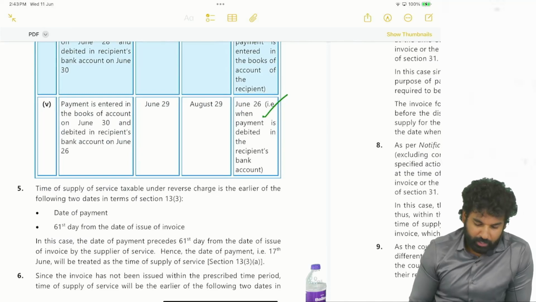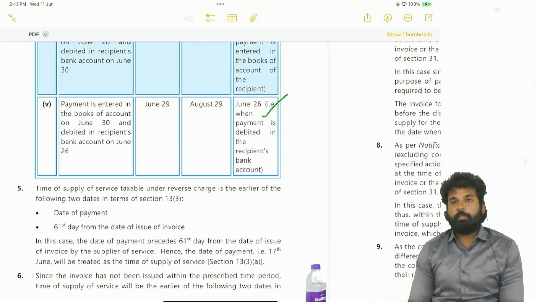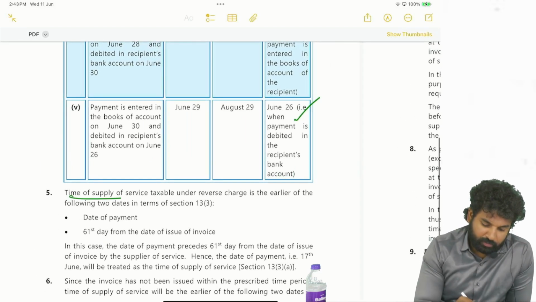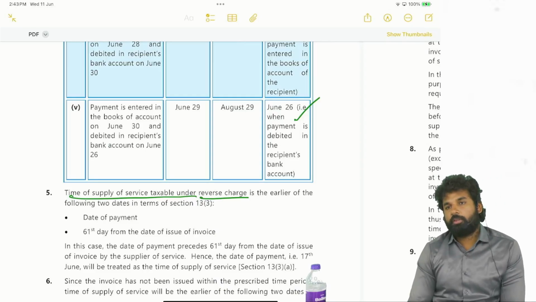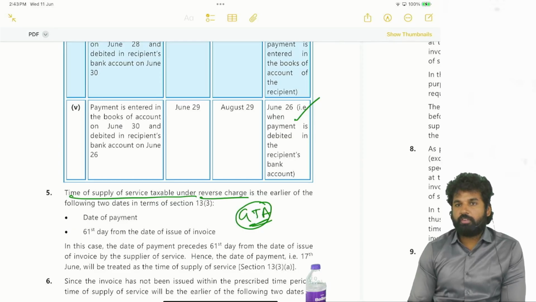Okay. Actually, they have not given the date of payment, the remaining payment date, no. So that's why we can write the provision itself. So time of supply of service taxable under reverse charge. Why is it reverse charge? How did we determine that? This is a service by GTA. GTA service, no. That's why reverse charge.